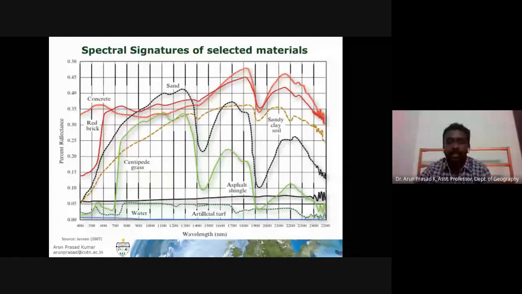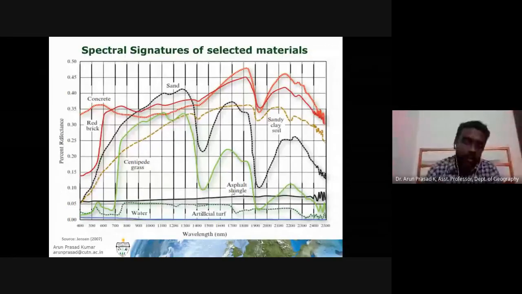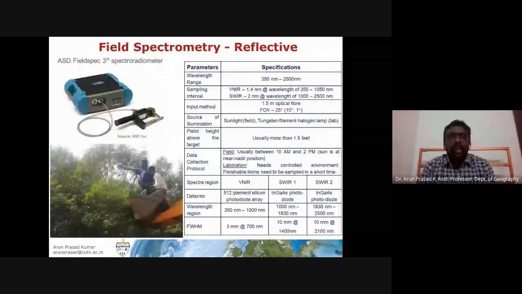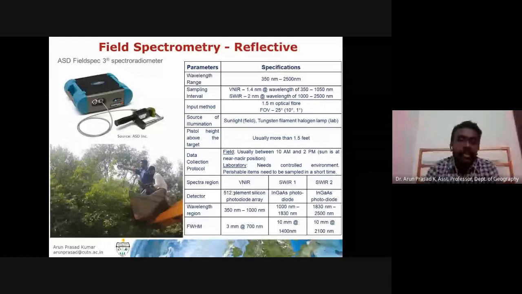Okay, so these are the basic components we have to know when we are going to deal with hyperspectral signatures. Field spectrometry, as I already discussed, can be reflective or emissive. For reflective spectrometry, we have different sensors, and this is one such sensor that I have used.